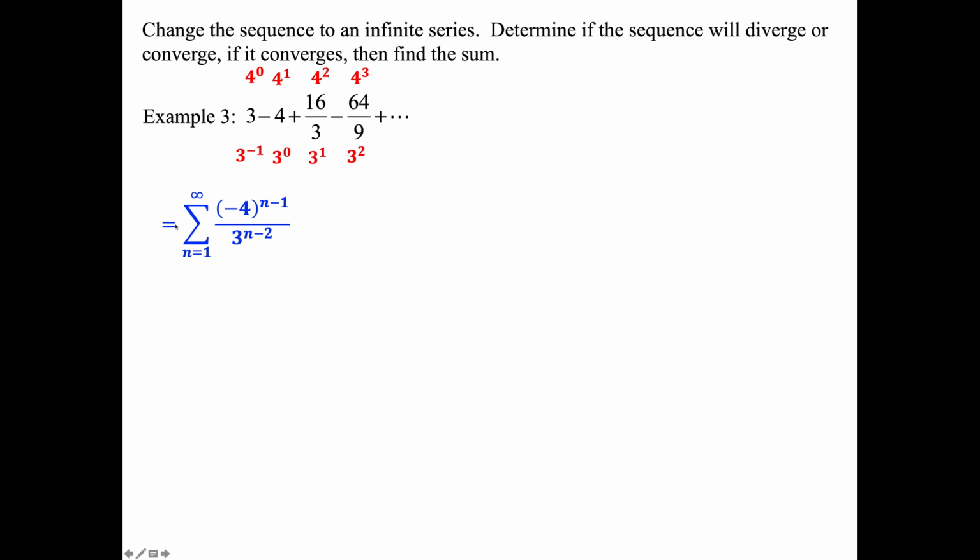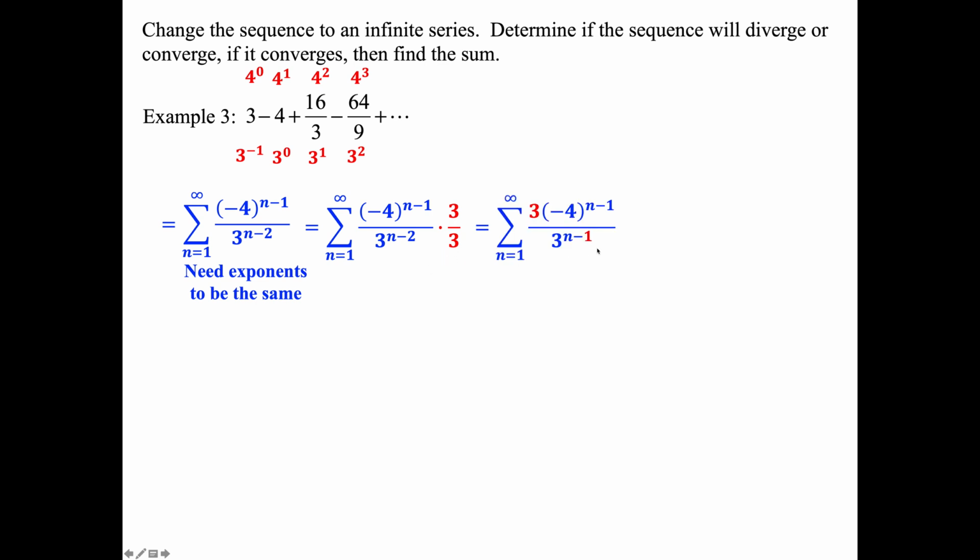Now that I have the function, I can write it with the summation notation, but my powers are not the same. So I'm going to take out a 1 here, so I can make this into n minus 1, which means I need to multiply a 3 to the first power, because when you multiply like bases, I'll add that 1 to the minus 2, making it into a minus 1. So there you have it. All right, powers are the same.